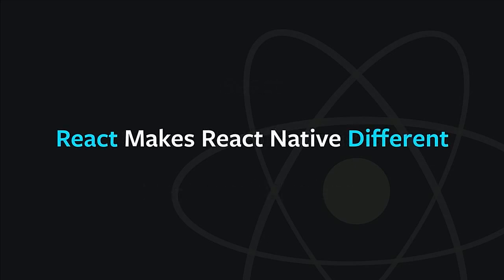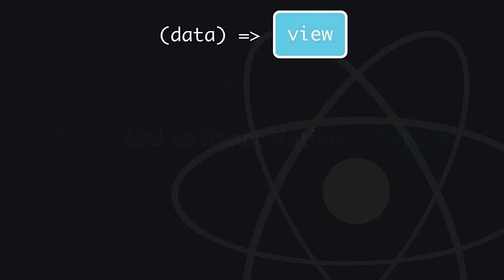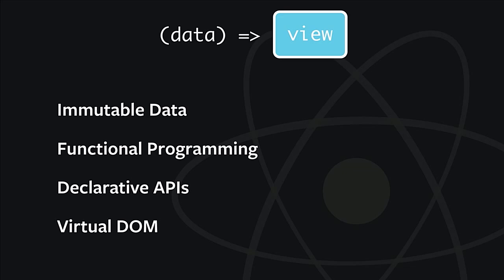So let's start. React makes React Native different. And if you've been to one of these conferences and these overviews, you've heard a lot of these buzzwords before. Immutable data, functional programming, declarative APIs, and the virtual DOM. Now, I'm not going to go into all that and try to explain why we think it aligns, in a deep philosophical way, to the way that computation works in the world that we live in. But you can feel it when you use the framework, because you just have this calm, zen-like feeling, and everything makes sense.